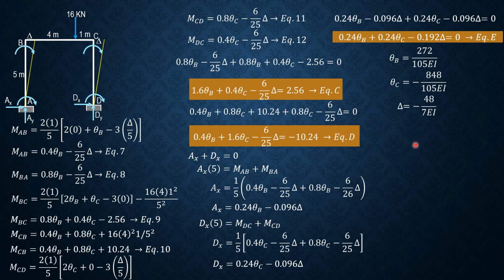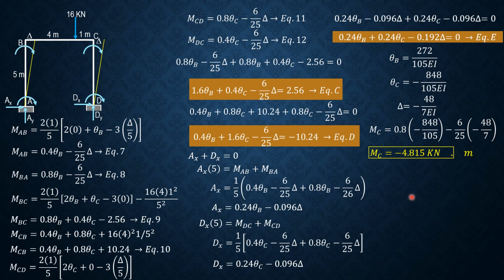But let's just compute the moment at C, which is required, and that is the moment in CD. So moment C equals 0.8 of theta C, then minus 6 over 25 of delta, which is negative 48 over 7. So the moment at C, moment CD, is equal to negative 4.815 kilonewton meter. So that's it for this problem.